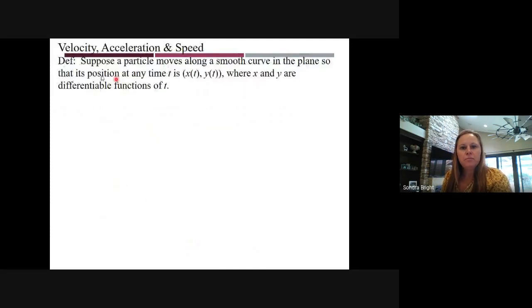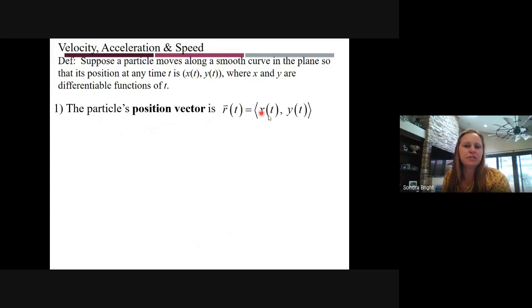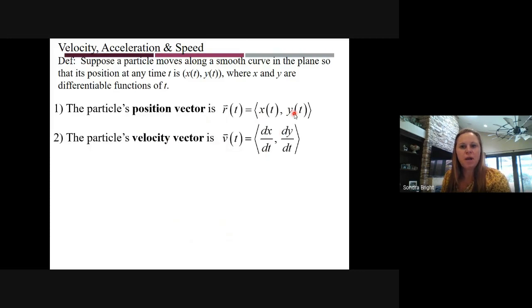Suppose that a particle moves along a smooth curve in the plane so that its position at any time t is given by x and y, where x and y are differentiable functions of t. The particle's position vector will just be taking that point and turning it into angle brackets. Your book uses r to represent the position vector. So it'll be x, and x will be some function of t. Y will also be some function of t. The particle's velocity vector is given by taking the derivative of x with respect to t and the derivative of y with respect to t, and velocity will be a vector.